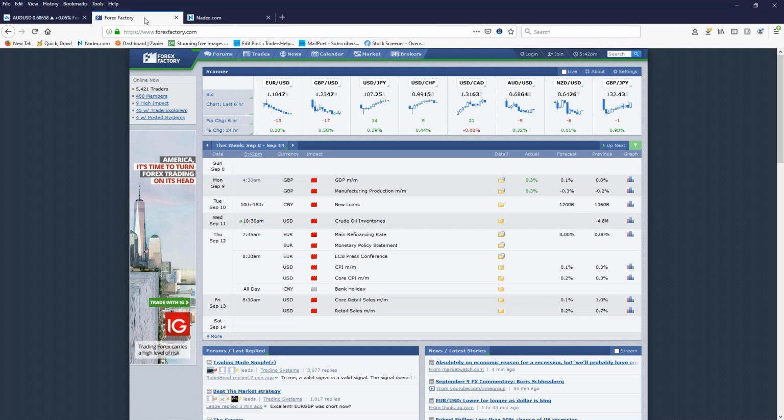Now, the first thing that I want to look at tonight would be the calendar for this week. And as you can see, I only have the red reports listed. So, for example, Wednesday, we have the crude oil inventories at 10:30 in the morning. And then Thursday morning, we have the Euro press conference, main refinancing rate, and monetary policy statement. That does come in. It starts at 7:45 with the press conference being at 8:30 in the morning. Then we have the CPI at 8:30, as well as the core CPI.